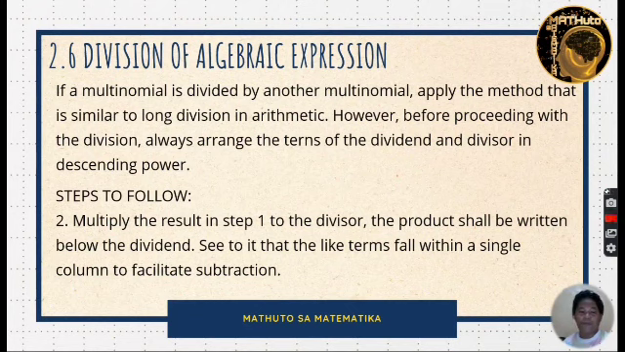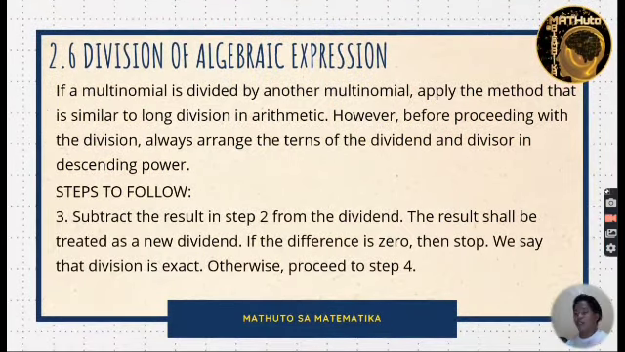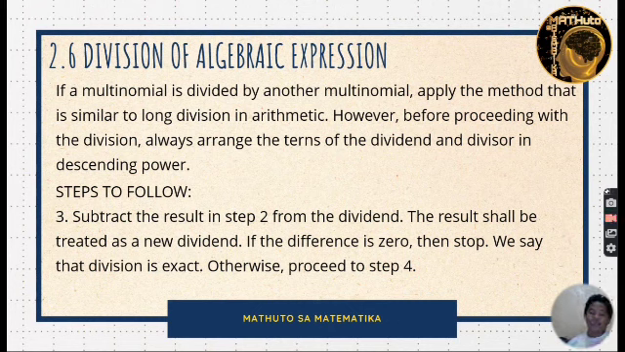Step 2. Multiply the result in step 1 to the divisor. The product shall be written below the dividend. See to it that the like terms fall within a single column to facilitate subtraction. So, here in our division, we apply the division rule on integers too, like our basic arithmetic operations on division. Third step, subtract the result in step 2 from the dividend. The result shall be treated as a new dividend. If the difference is 0, then stop. We say that the division is exact. Otherwise, proceed to step 4.